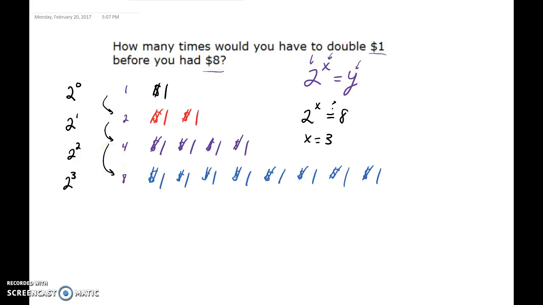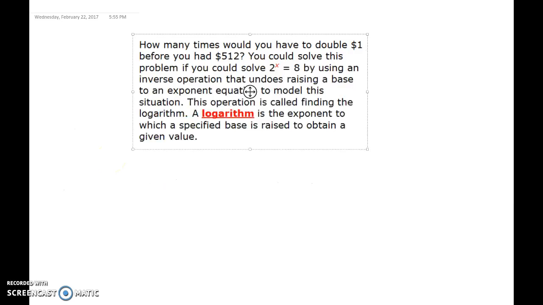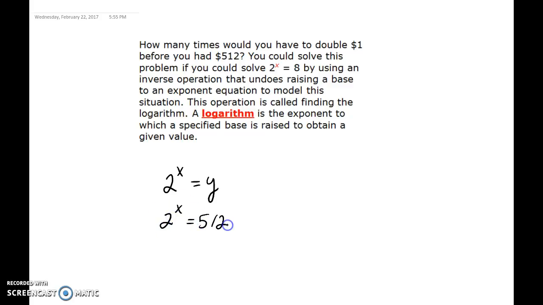Now the issue with this, where it's not always able to be done with mental math, is what happens if you're asked, well, how many times do we have to double $1 to get 512? So we know that doubling $1 is going to be represented by 2 to the x power is equal to y. So then we're asking 2 to what power is equal to 512? That could be a real pain to solve. However, we know that if we can do the inverse operation, we can solve for x. And the inverse operation of an exponential equation is called a logarithm.